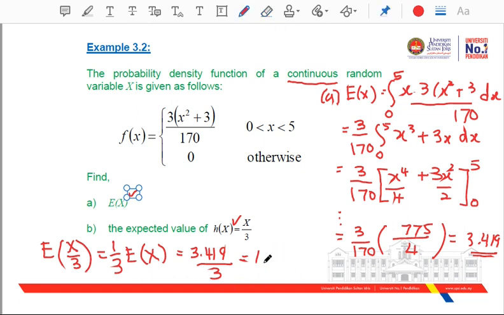Okay, approximately 1.1397. Okay, so this is the answer. Alright, so as you can see, in order to find the expected value, you need to first identify whether the random variable is discrete or continuous. That's the first step. Alright, so let's look at the next.